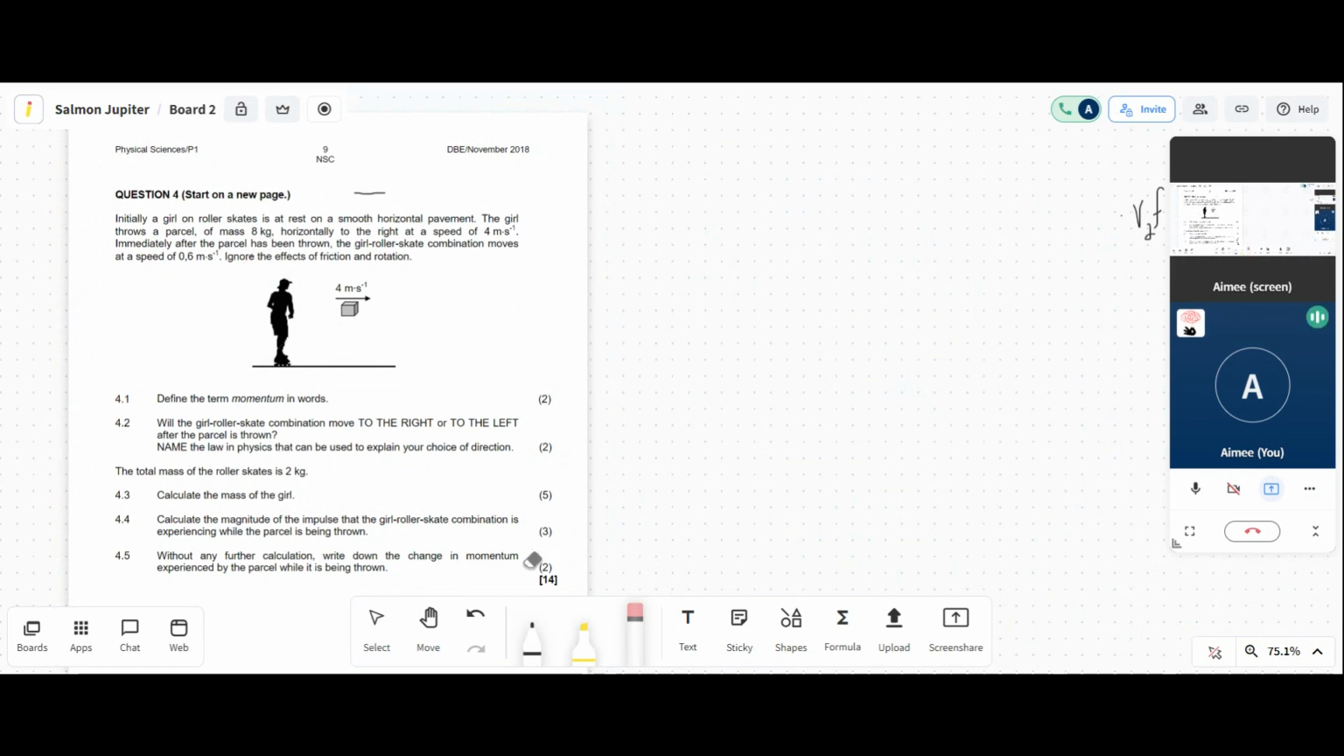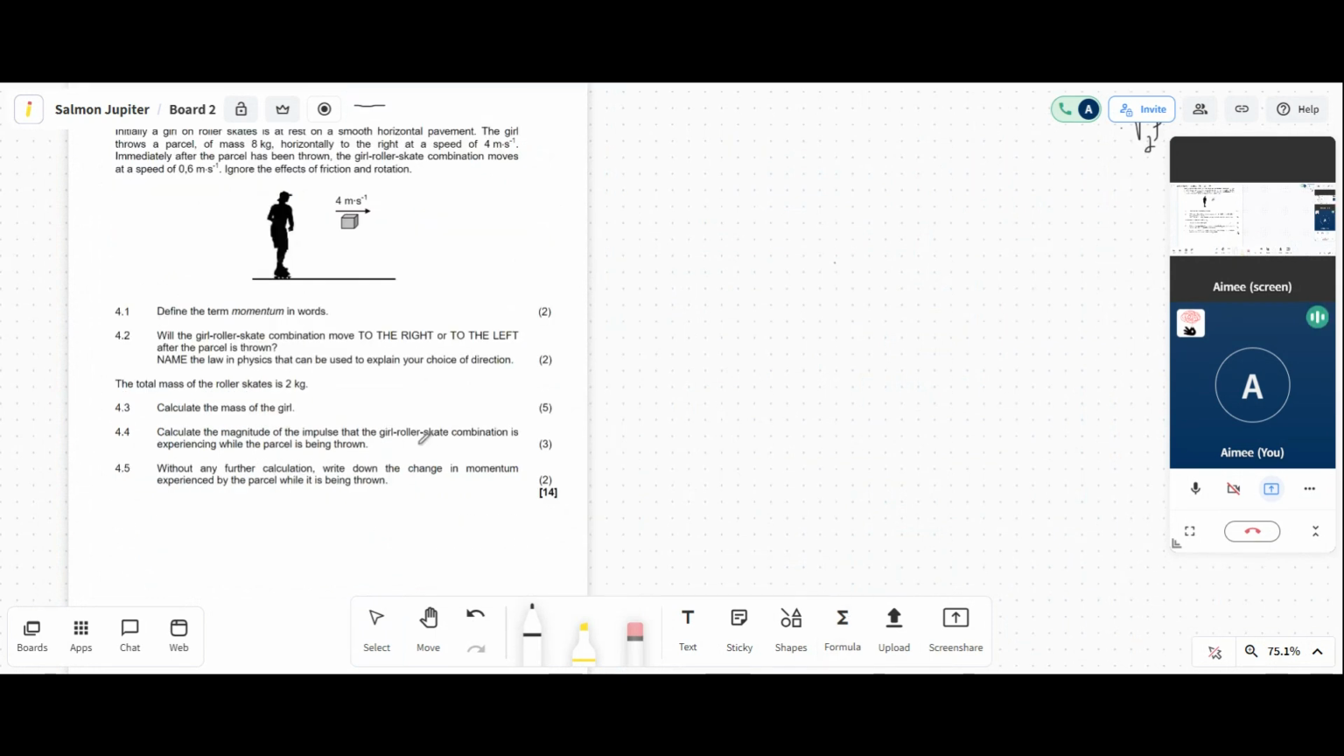Okay, now we have a look at our next question. Our next question says, calculate the magnitude of the impulse that the girl roller skate combination is experiencing while the parcel is being thrown. Okay, so our first important step is to know what our formula for impulse is. So this is now, we're doing 4.4.